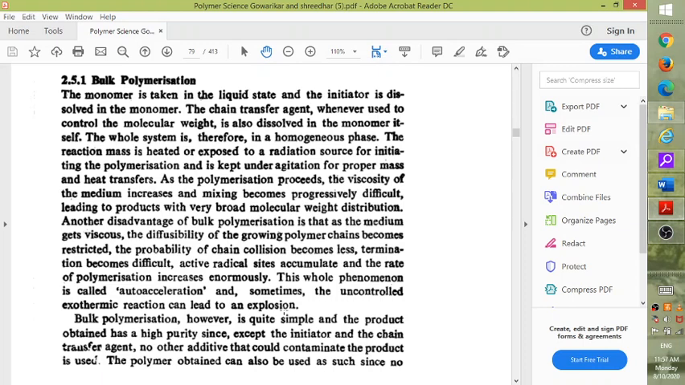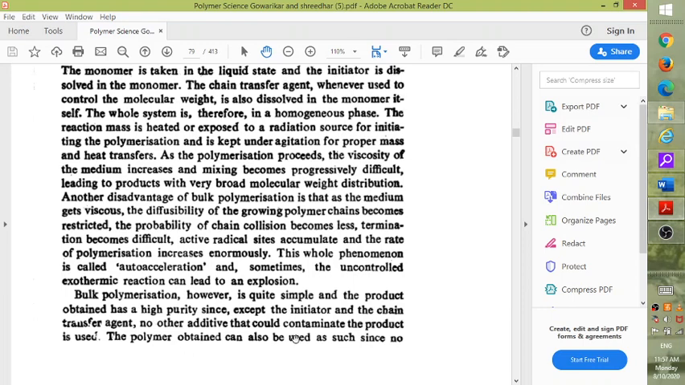Bulk polymerization, however, is quite simple, and the product obtained is of very high purity, since except initiator and chain transfer agent, no other additive that could contaminate the product is used. So in bulk polymerization it is very simple, and you have only added initiator and chain transfer agent, no other additive, therefore no question of any kind of impurity. So the product which you will get is very pure.